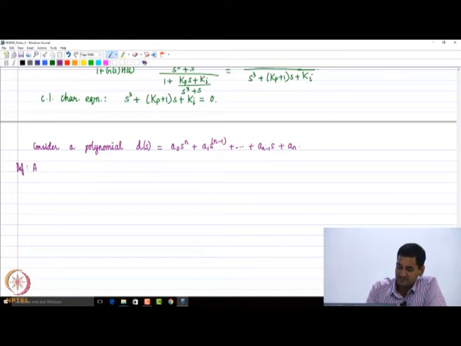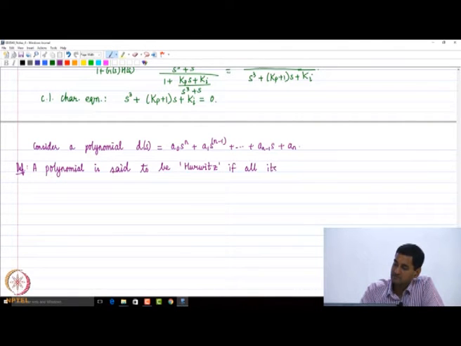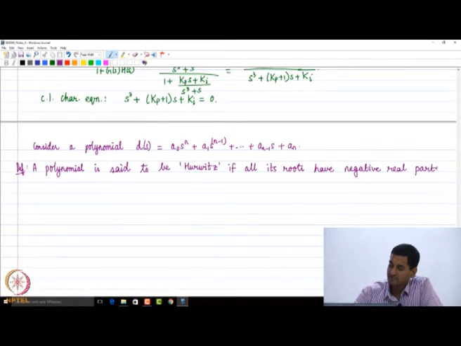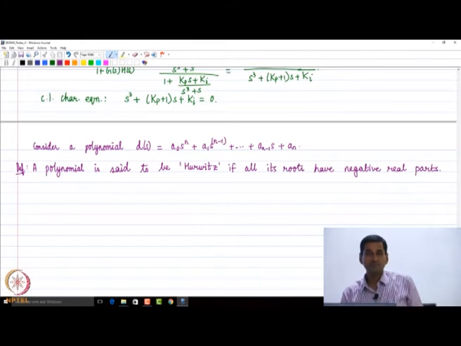So this is a definition. A polynomial is said to be Hurwitz if all its roots have negative real parts. Okay, that's when a polynomial is said to be a Hurwitz polynomial.